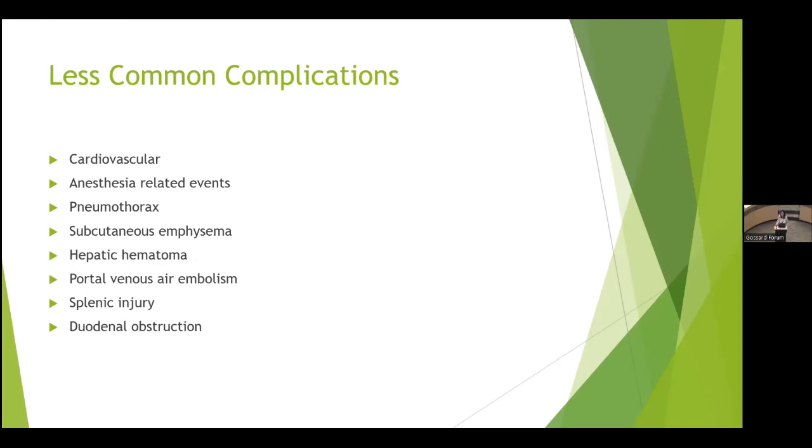So some less common complications just to kind of keep in the back of your head, but you don't need to know a lot about their risk profile. Cardiovascular and anesthesia related risks, as I said before, are patients who undergo ERCP at University Hospital get general anesthesia. Other facilities sometimes do monitored anesthesia care, so there are risks associated with that. Pneumothorax, subcutaneous emphysema, hepatic hematoma, air embolism in the portal venous system, splenic injury, or duodenal obstruction.